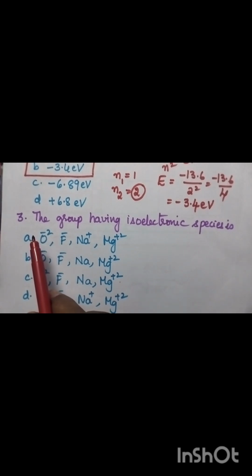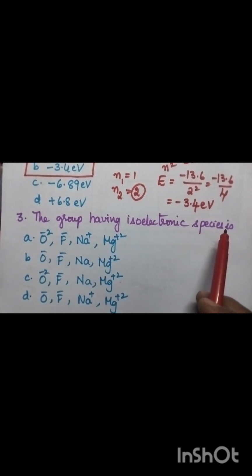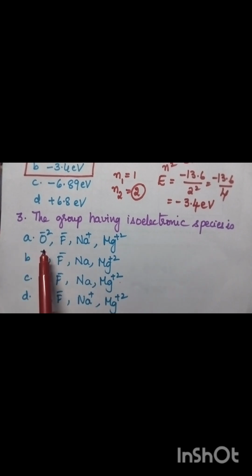Moving to the third question, the group having isoelectronic species is option A O minus 2, F minus, Na plus, Mg plus 2, option B O minus, F minus, Na, Mg plus 2, option C O minus 2, F minus, Na, Mg plus 2, option D O minus, F minus, Na plus and Mg plus 2. Just pause the video and try to answer the question.